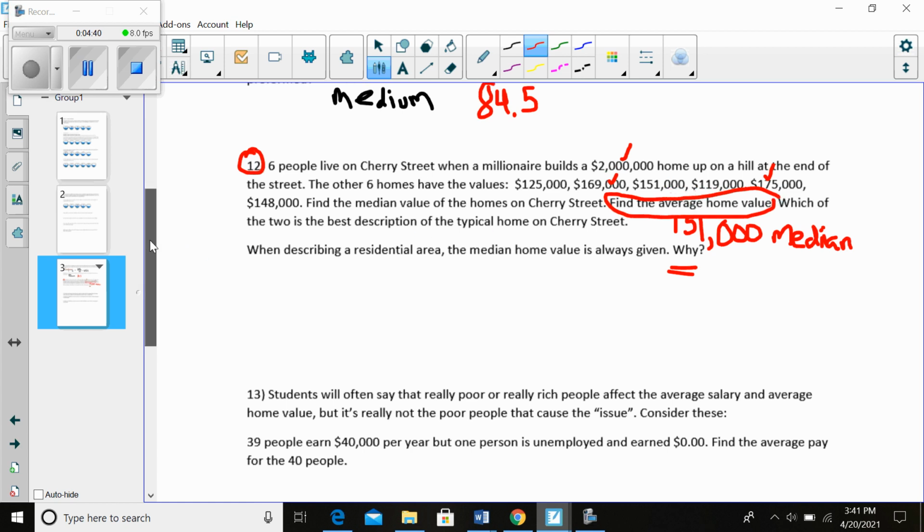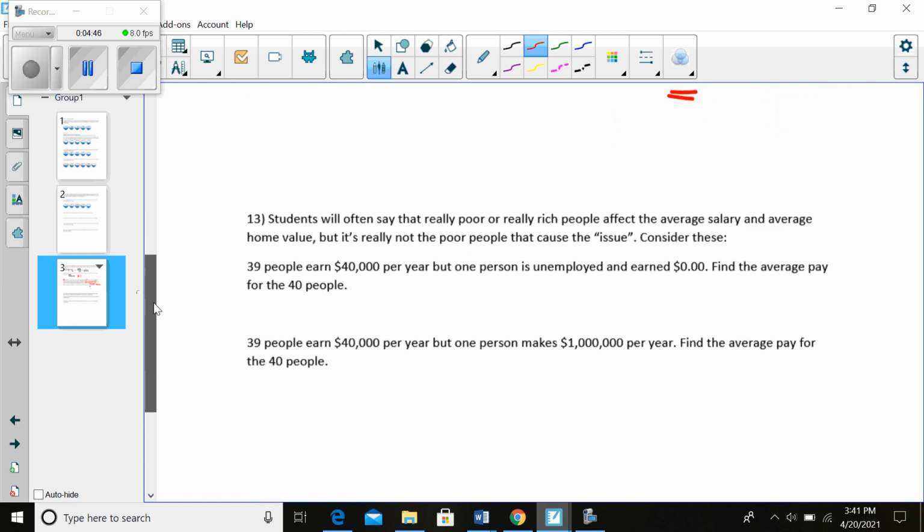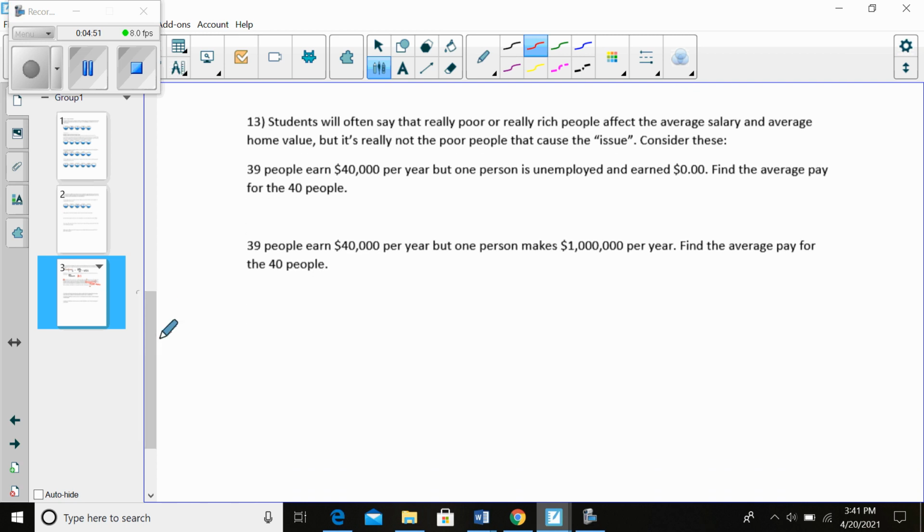So often students will say, when I ask them questions like, why do we give median incomes or median values of homes? Often students will say, well, because either really rich people or really poor people will pull down the average. And what's interesting, and almost a little bit sad in a way, when you realize how much more rich rich people really are than the average person, is that it's only the rich people that affect this. It's never the poor people. Okay, and so let me exemplify that.